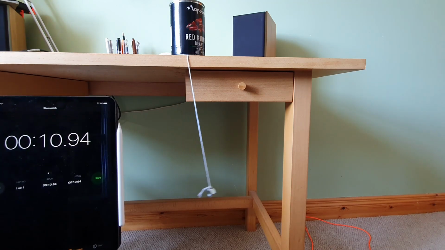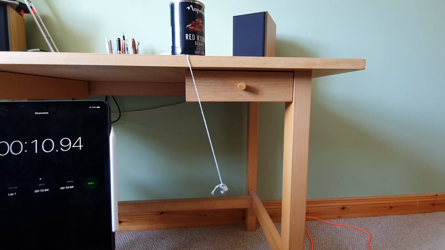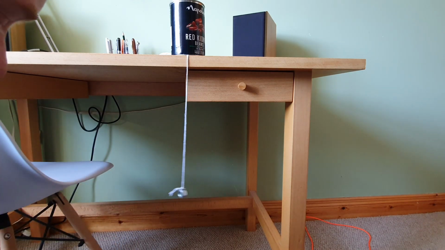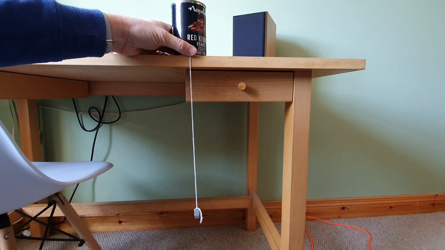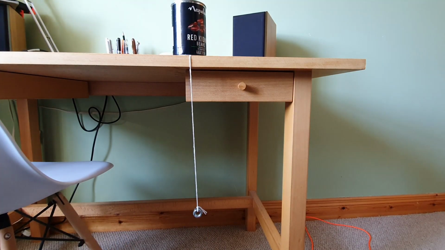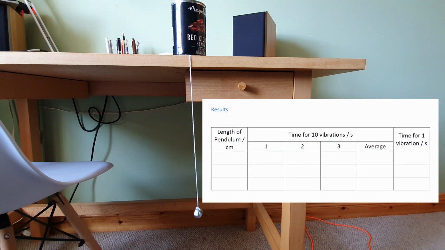Then you're going to repeat the whole thing with a different length of pendulum. You're going to extend your pendulum to a different length, measure its length again, and repeat the experiment. So by the end, you will have 3 different lengths of pendulum. For each length, you'll have measured 3 times, each for 10 oscillations. You can average those 3 times, and then divide that average by 10 to get your time for 1 oscillation. And you're going to record all this in your notes.